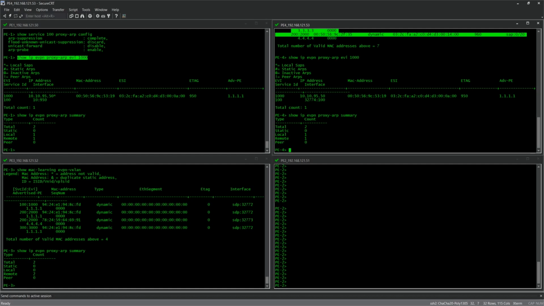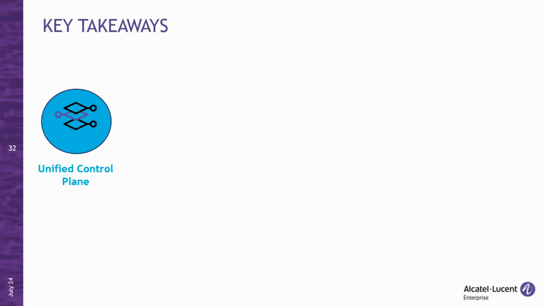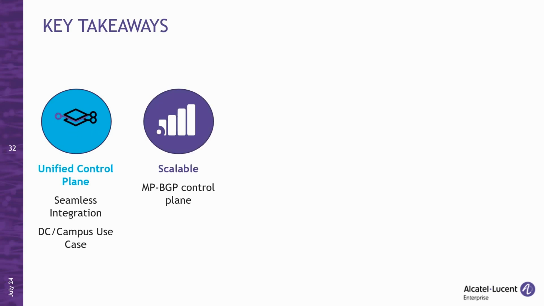This brings us to the end of our demo. Let's close with some key takeaways. EVPN allows for a single unified control plane protocol that supports Layer 2 and Layer 3 VPN services. It has many use cases in data center, DCI, campus, and more, and allows for seamless integration. Key features of EVPN, such as multi-homing, aliasing, ARP suppression, mass withdrawal, distributed Anycast gateway, and MAC mobility, provide an efficient network fabric that easily scales.